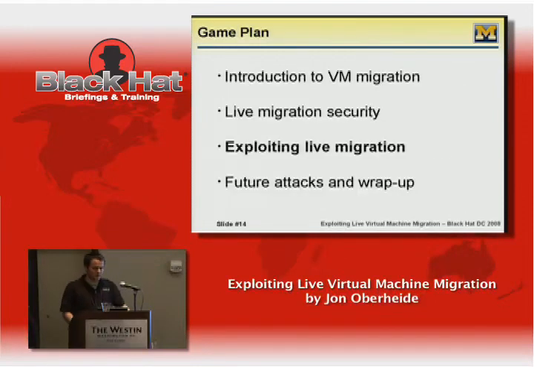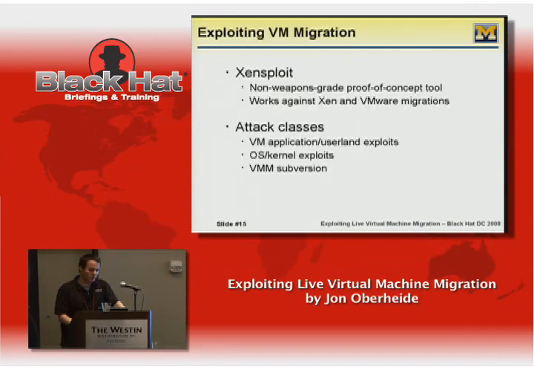So now we're going to go into some of the attacks that are possible through these insecure migrations. We developed a tool called Xensploit, which is a simple proof of concept tool implementing a few of these attacks. And despite its name, it works against both Xen and VMware migrations. And as I said, we can perform these attacks against applications, and we can also attack the kernel memory to have more undetectable rootkits. And also, we're going to mention how by mangling the migration, an attacker can actually compromise the entire virtual machine monitor through vulnerabilities in the hypervisor layer.